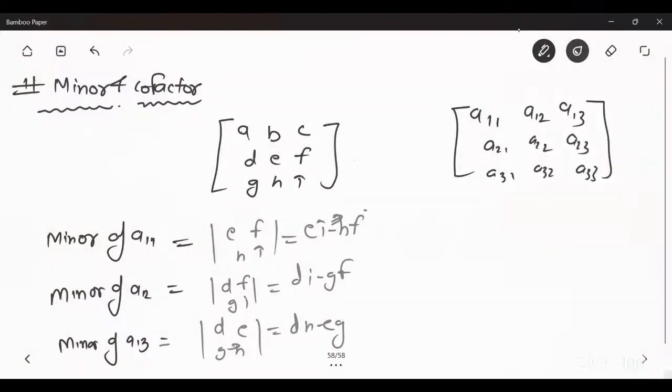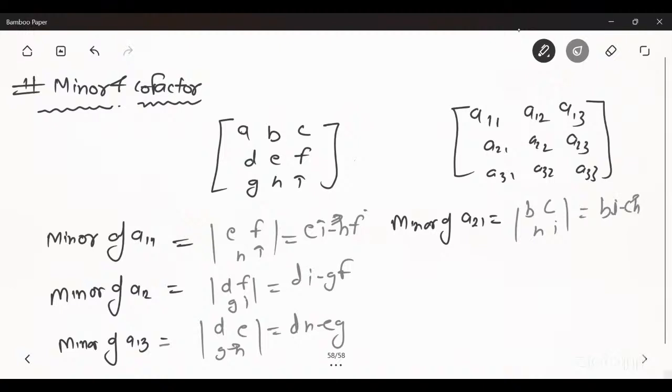Now the minor of A21. How can you get the minor of A21? A21 means second row, first column. You have to skip the second row and first column. Now you will get the four values B, C, H, I. So you will get the value BI minus CH.